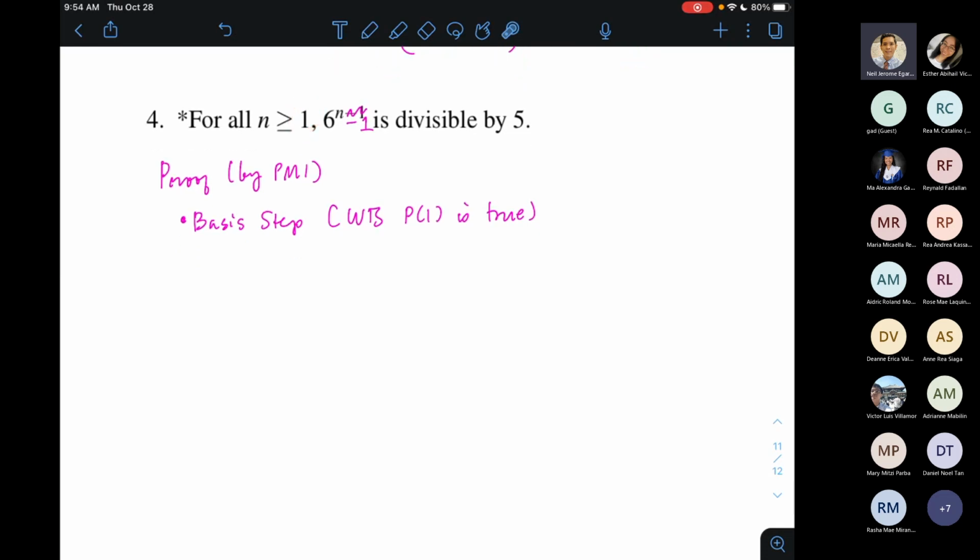Okay, so let's simplify 6 to the n minus 1. When n is equal to 1, we'll get 6 to the 1 minus 1. So that's going to be 6 minus 1 equal to 5, which is divisible by 5. And that proves the basis step, or that concludes the basis step.